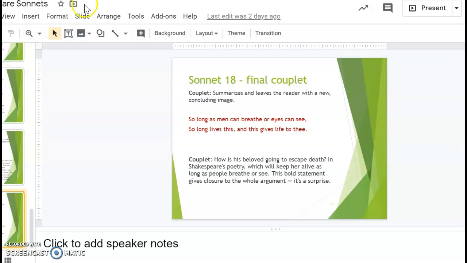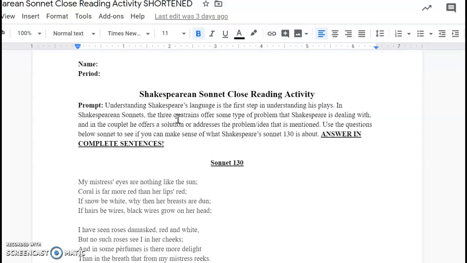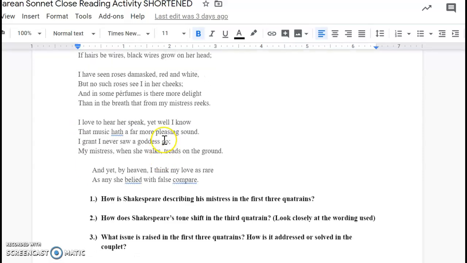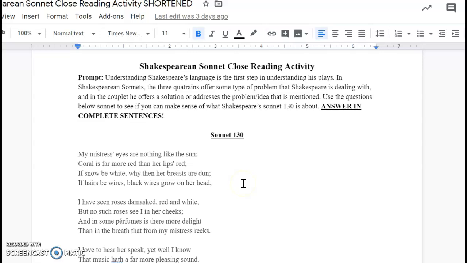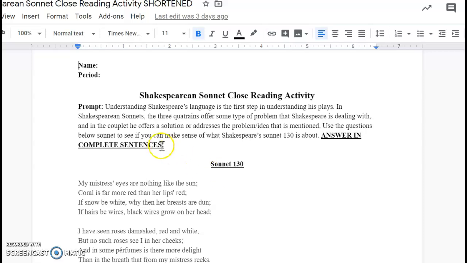Okay, so what I would like you to do is complete this Shakespearean sonnet close reading activity. It's only one sonnet where I'm asking you to analyze the sonnet by asking these three questions. This is arguably my favorite sonnet of Shakespeare's, and I think that it's fun and really easy to interpret, so I would like you to give it a try.